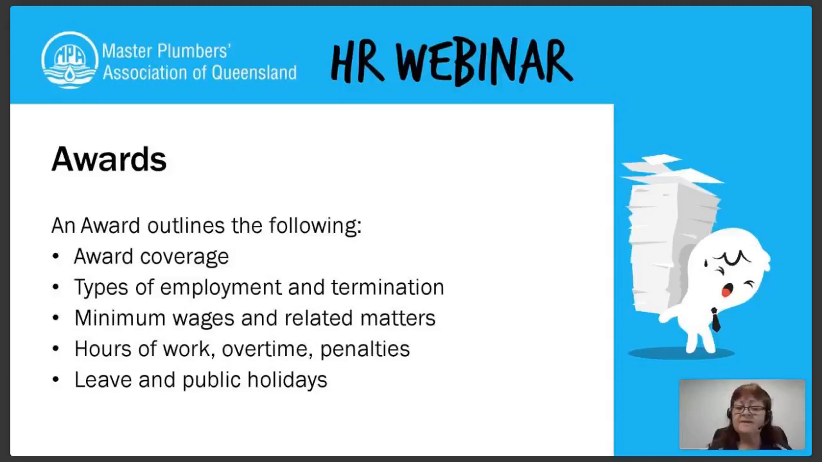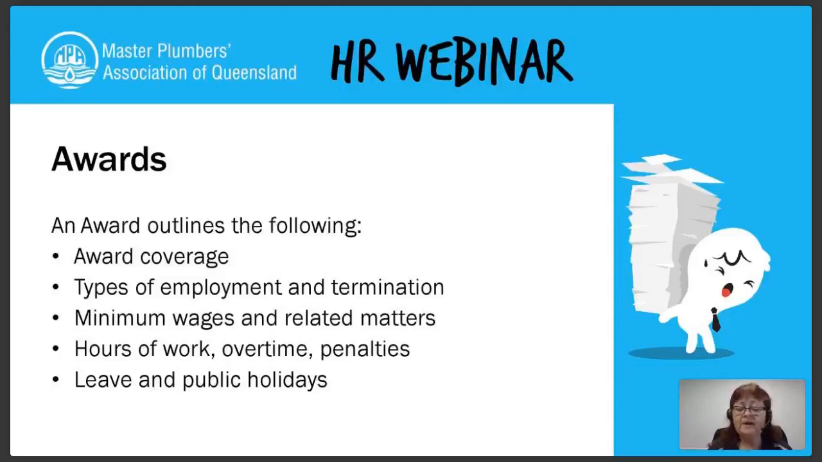The award also covers overtime and penalties, so when overtime is payable and what rates are payable, the same with your penalties as well. So under the Plumbing and Fire Sprinklers Award, the ordinary spread of hours is 7 a.m. till 6 p.m. However, if the majority of workers agree, the ordinary spread of hours can be from 6 a.m. till 6 p.m. Monday to Friday. Any work outside of these hours will automatically be classed as overtime and will incur penalty rates.